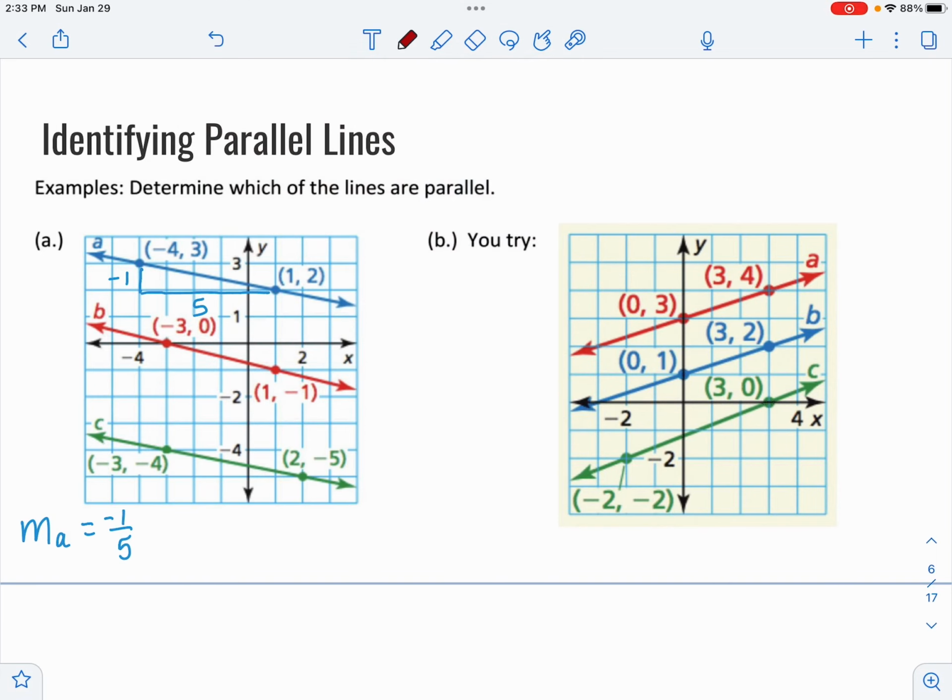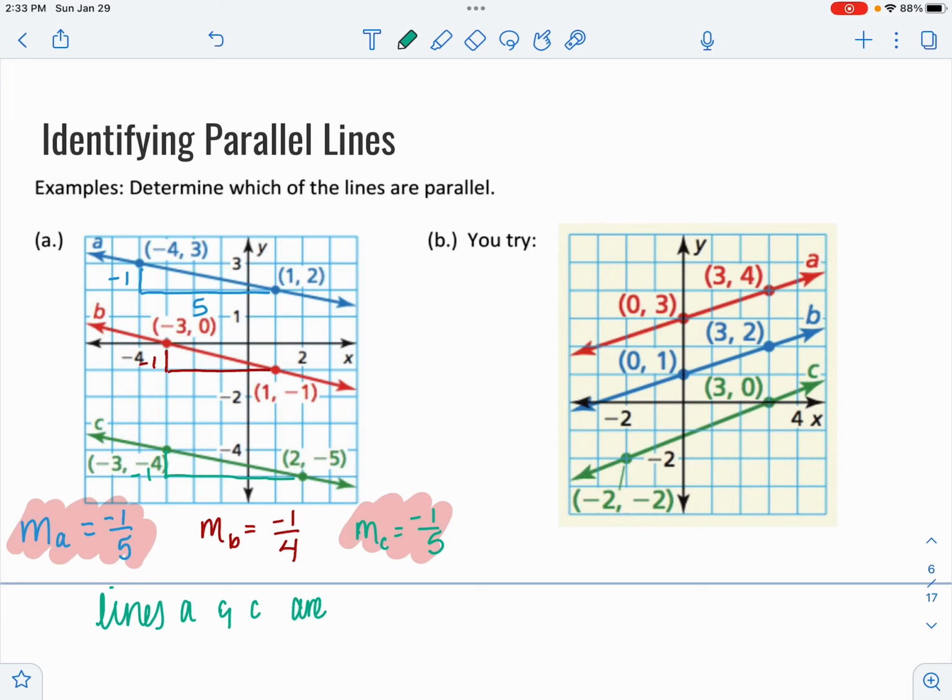For the red line, it looks like we're going down 1, and 1, 2, 3, 4 to the right. So the slope for B is -1/4. And for the last one, down 1, and 1, 2, 3, 4, 5. Okay, so the slopes that are the same are A and C. So lines A and C are parallel.